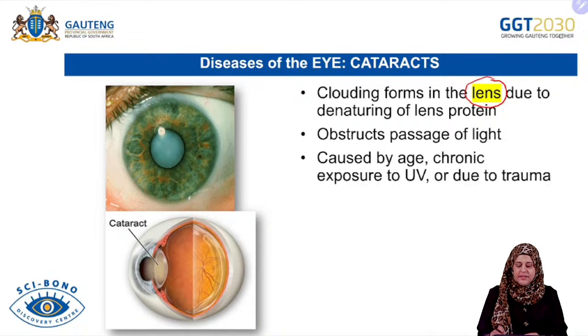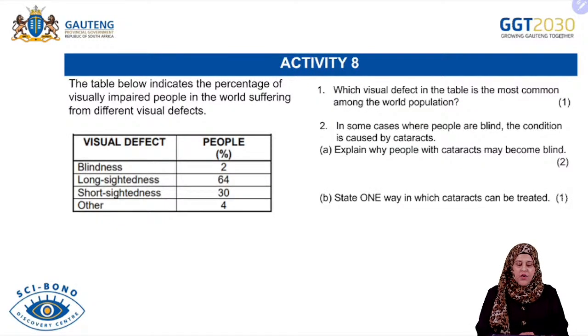And a blurry vision will not be clear. So it's caused by age, chronic exposure to UV rays, could be trauma, right? And it is removed by surgery. Okay, so we're going to look at one activity now that talks about visual defects, okay?